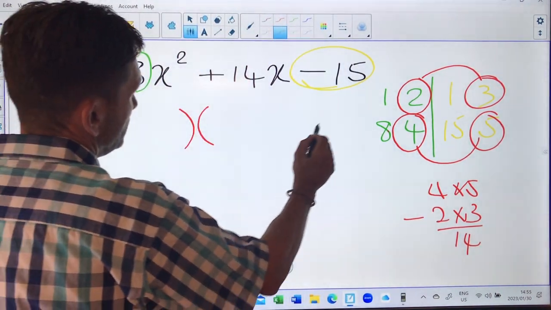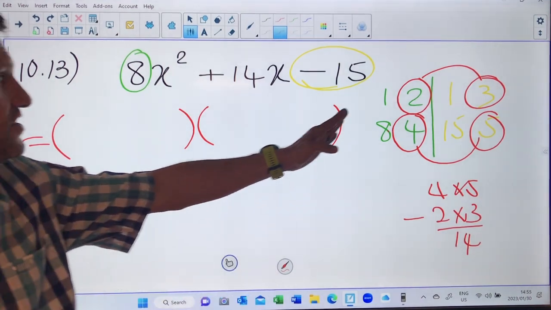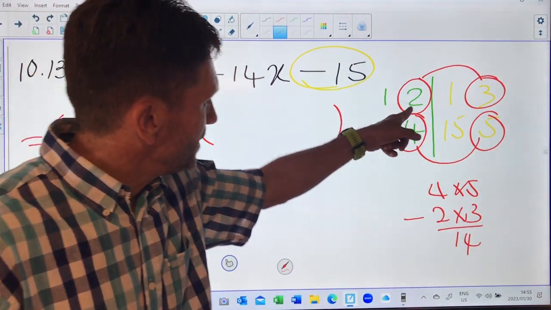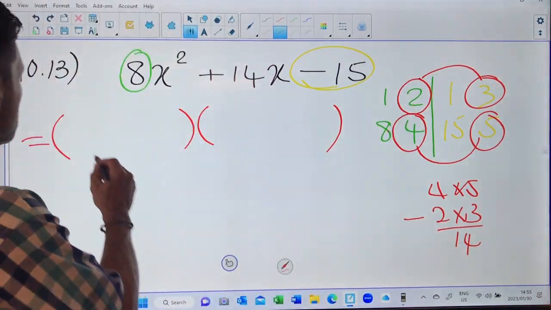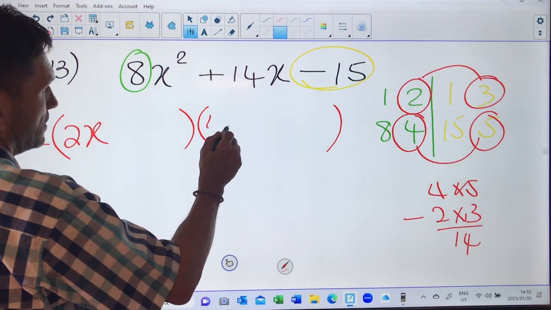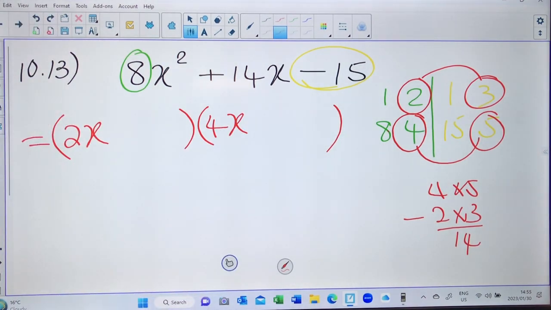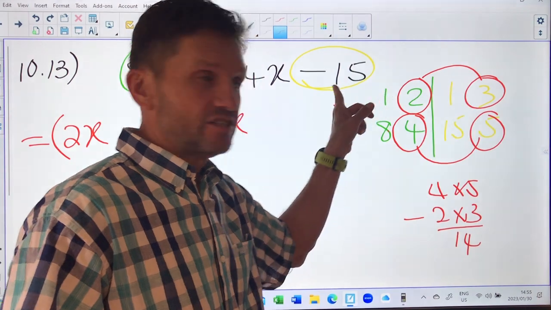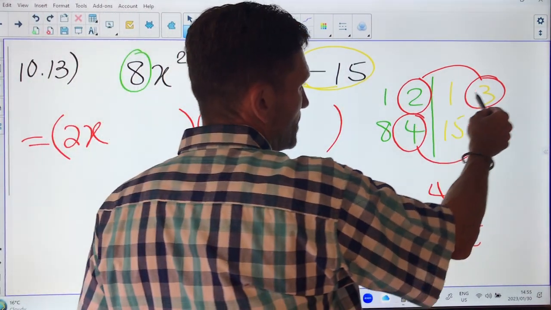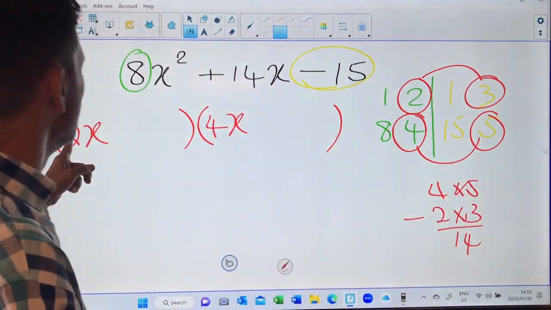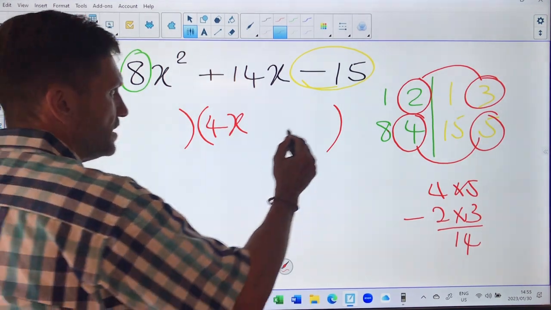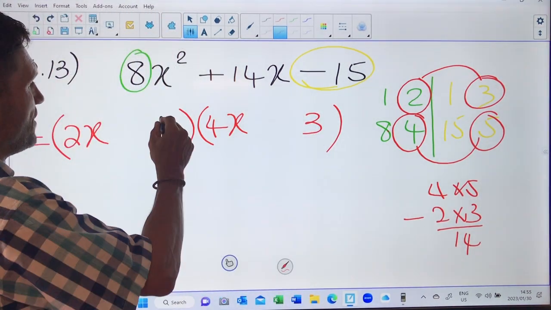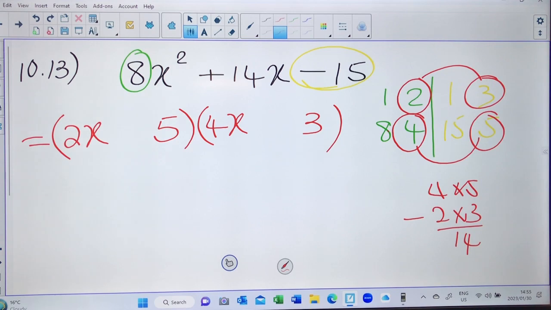Now we still need to put them in the correct brackets. This is the x side. So that means we will have 2x and 4x. So here's 2x, 4x. This is the constant side. But the 2 must be multiplied to the 3. The 2 must be multiplied to the 3. So the 3 can't be here, the 3 must be there. And the 5 must be 10.